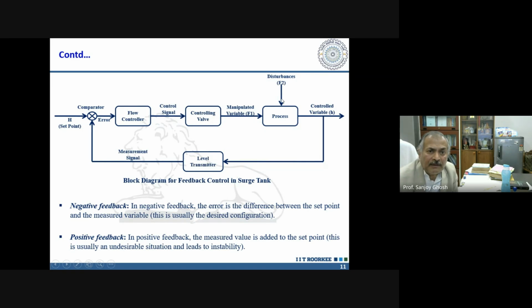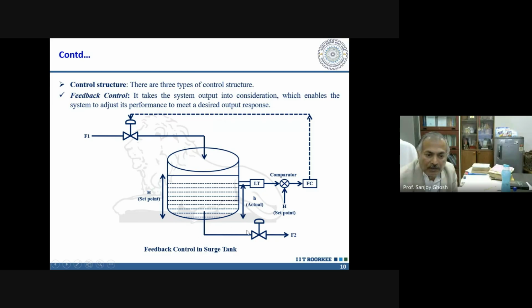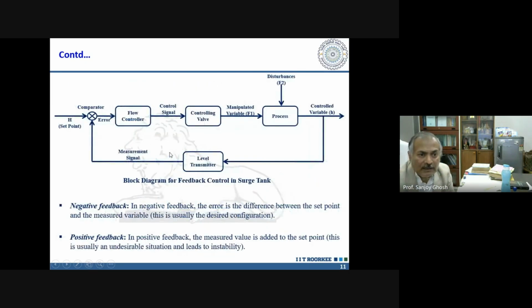And then look, the disturbance is F2. F2 is the output flow rate. But the control structure says F1 and F2 both are inputs only. One input is being controlled, another input is uncontrolled. But this may be a disturbance. Why a disturbance? Because if this valve is opened more or closed more, naturally more or less flow will be there than desired. Since I am not controlling it, this is a disturbance. If you look at the manipulated variable and disturbance, the disturbance is F2 in this case, and F1 is the manipulated variable.